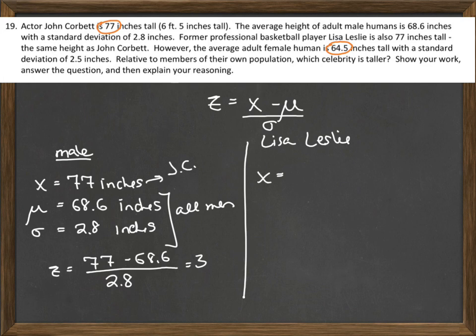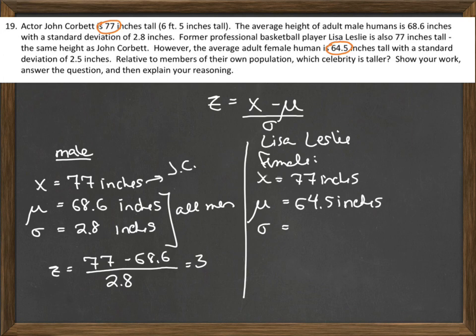Okay, so let me write it out the way I did with the male. Let me erase this here. All right, female. So her specific height again is 77 inches. If we compare these, they're the same, right? But the average female is only 64.5 inches, so if we compare these two numbers, they are not the same. And then the standard deviation among women's heights is 6.5 inches.